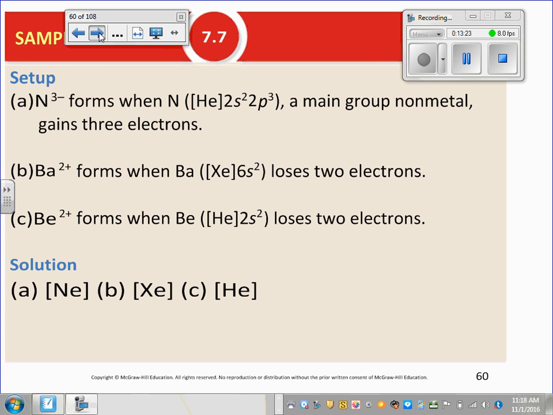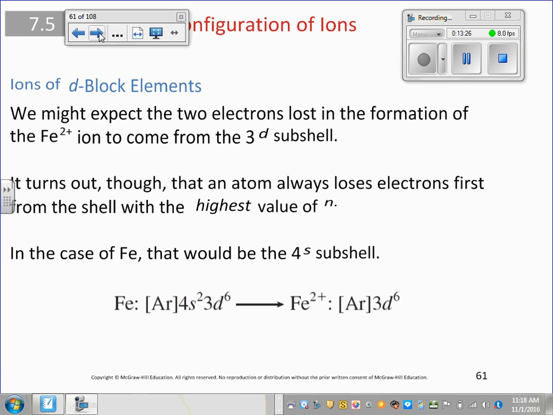What we just did, what was that called again? Isoelectronic. So if you look at iron, there is the electron configuration for iron. If we say iron 2 plus, you'd say, okay, I'm going to take 2 electrons off the 3d. So it'd be 4s2, 3d4. Now, that's not the way it works. When you lose electrons, it comes from the highest quantum number. So here the highest quantum number is 4. So you lose 2 electrons from 4. So 4s2 minus 2, you just do away with the 4s. So iron 2 plus is argon 3d6.